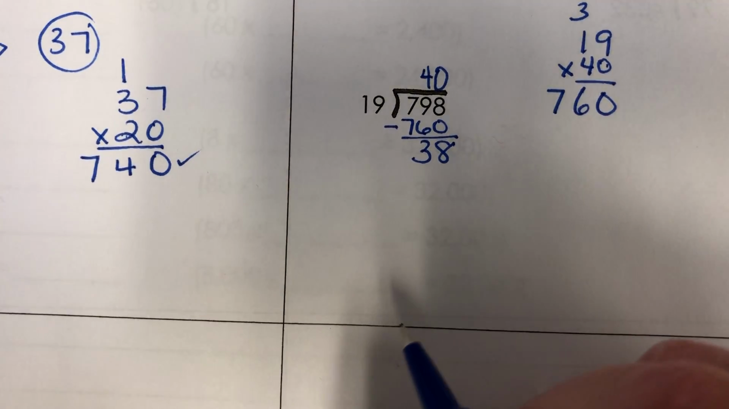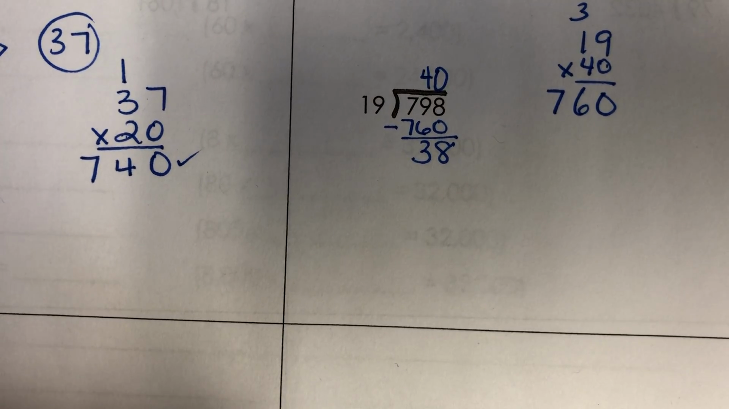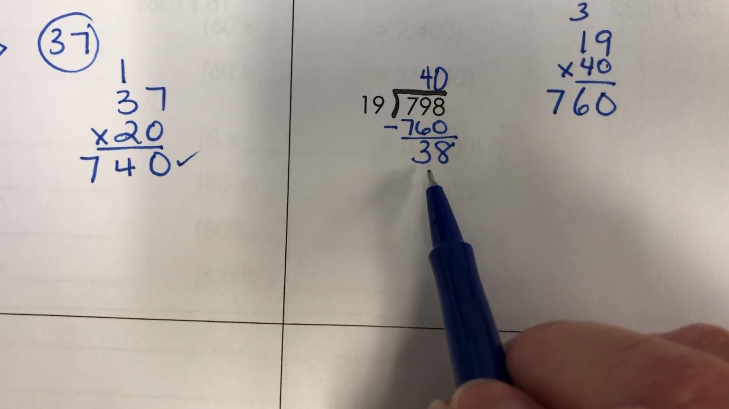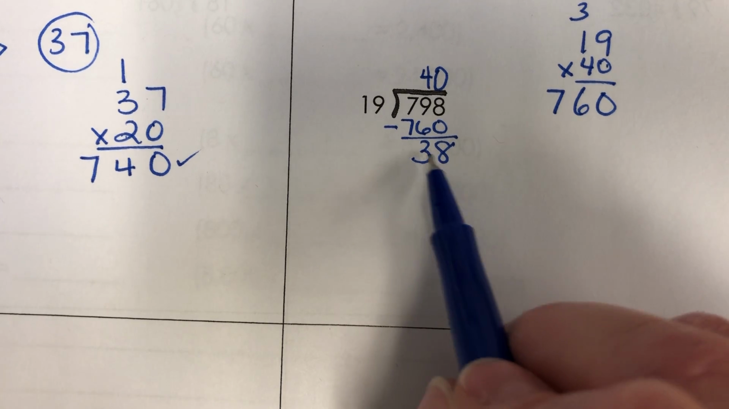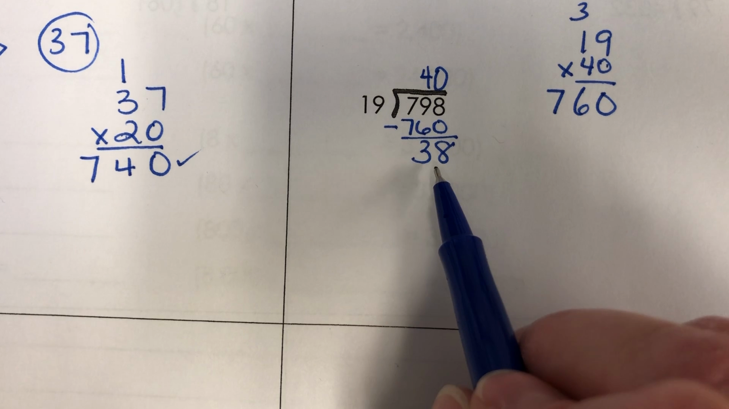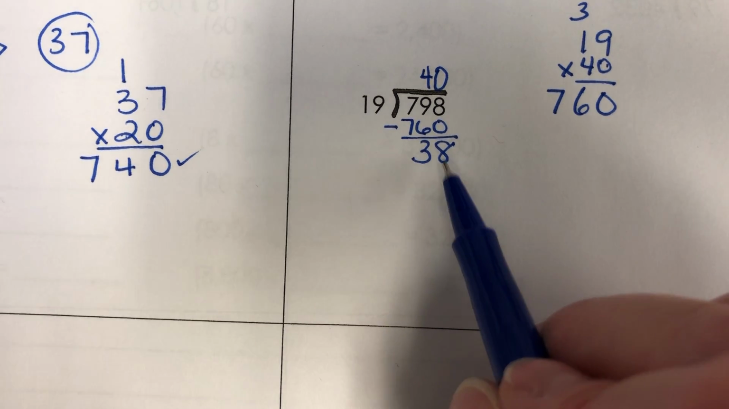Okay, now I need to ask myself, how many times will 19 go into 38? Well, if I look at 19 like it's about 20, right? 20, 40. So 38's pretty close to 40. 19's really close to 20. Do you think we could fit 2 19s into 38? Well, let's try it out, okay?